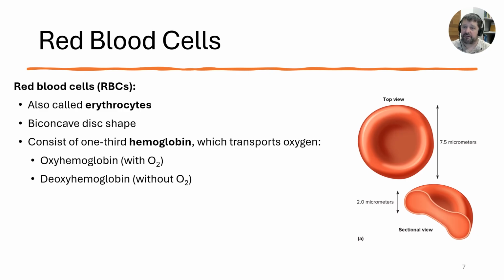You might have enough hemoglobin in a single red blood cell to carry about 1 billion oxygen molecules. So a huge amount of oxygen can be transported by red blood cells. Now, when there is no oxygen bound to the hemoglobin, we call it deoxyhemoglobin. If there is oxygen bound, we call it oxyhemoglobin.